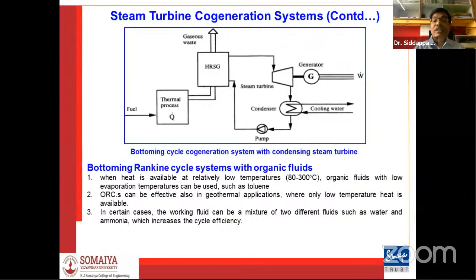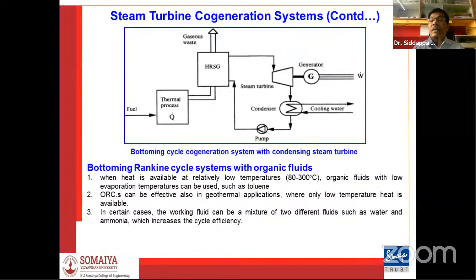In certain cases, the working fluid can be a mixture of two different types of fluids, because you want to extract the maximum possible amount of energy from the exhaust gas. For example, in these thermal applications, in the figure which I showed you, if the exhaust temperature is around 600 or 800 degrees centigrade, initially I can use water as a fluid for extracting the heat from the gases.